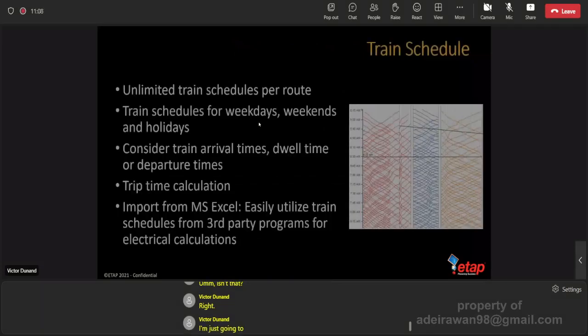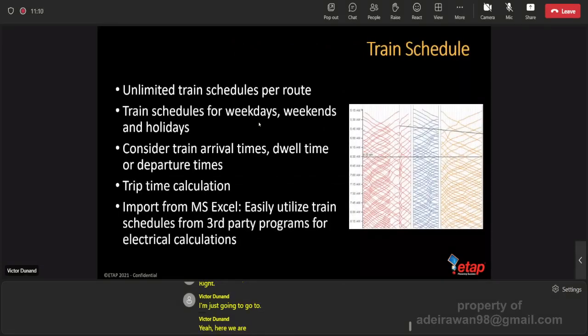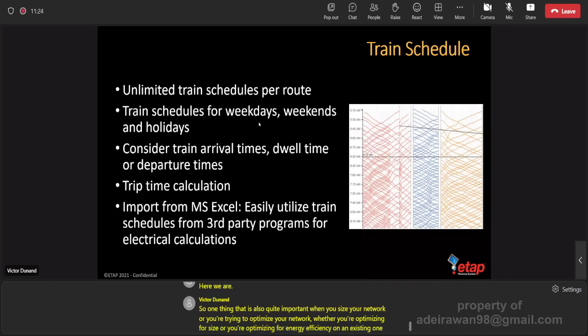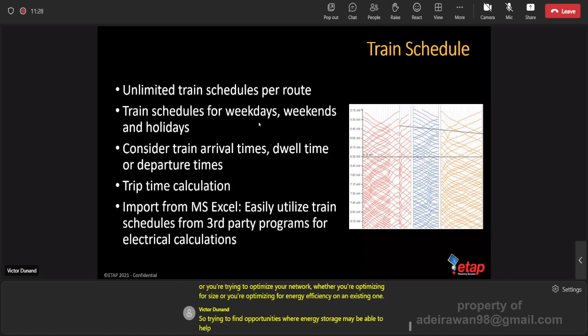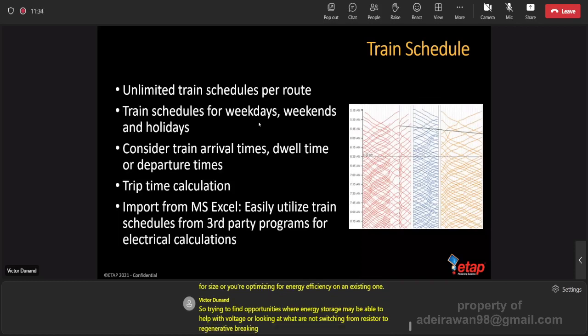I'm just going to go to, here we are. So one thing that is also quite important when you size your network or you're trying to optimize your network, whether you're optimizing for size or for energy efficiency on an existing one, is trying to find opportunities where energy storage may be able to help with voltage, or looking at whether switching from resistor to regenerative braking may be able to help.